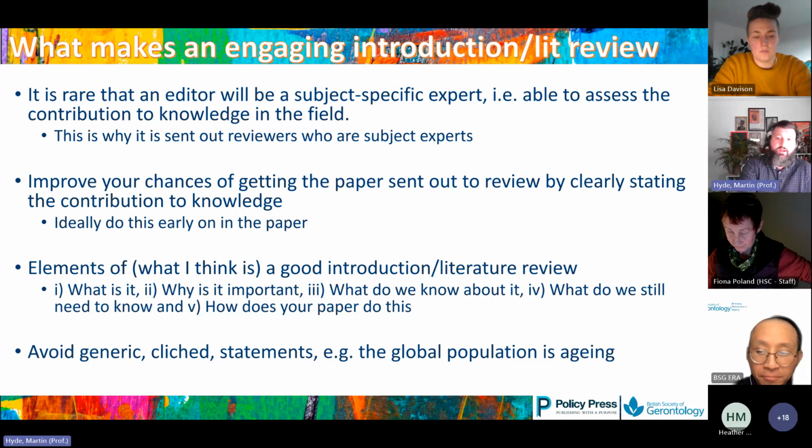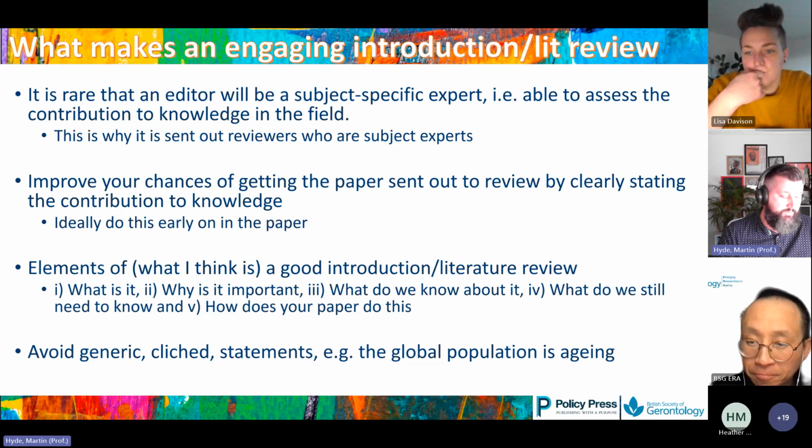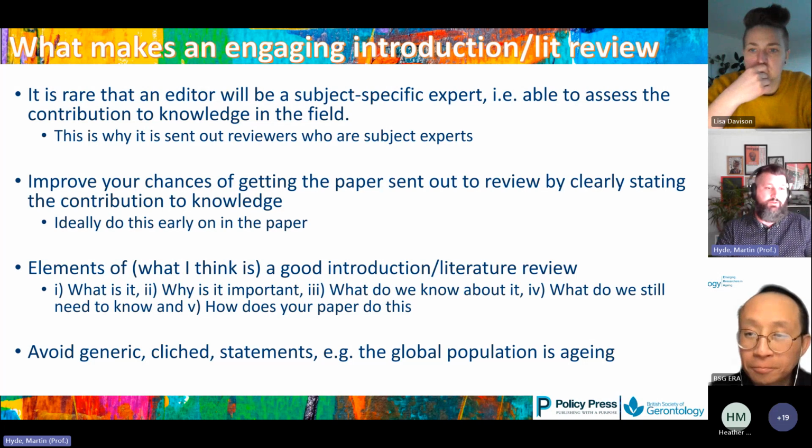Personally, I think a narrative synthesis approach works really well for this because it allows you to evaluate the different types of data and different types of evidence that are out there. And then what do we still need to know? Where's the evidence gap? And how does your paper address this? For me, those are some of the key ingredients for a successful literature review introduction that take the reader through that literature, but also bring it to what you're doing and your original contribution. I would also say, if you're submitting to gerontology or aging journals, avoid generic and clichéd statements.